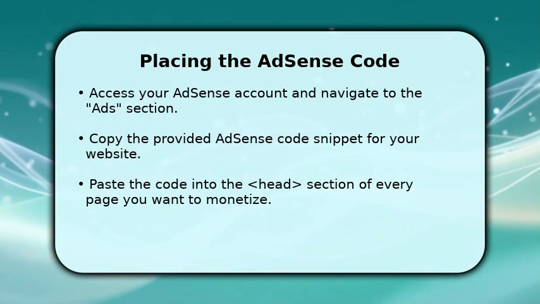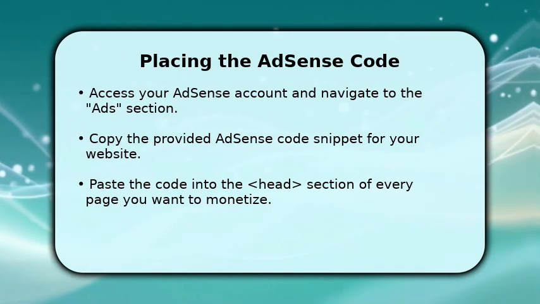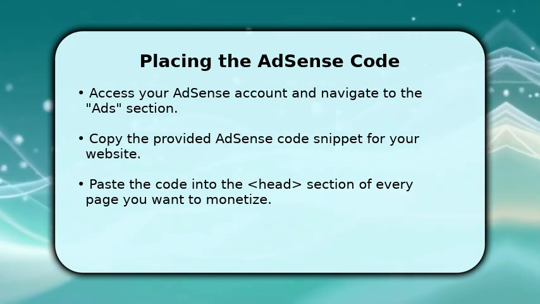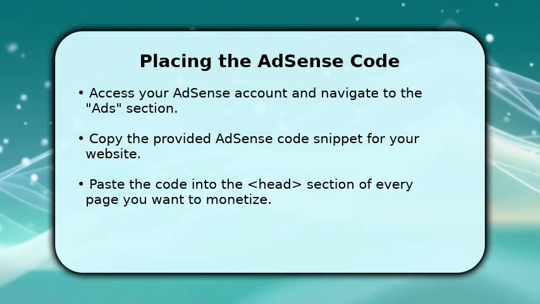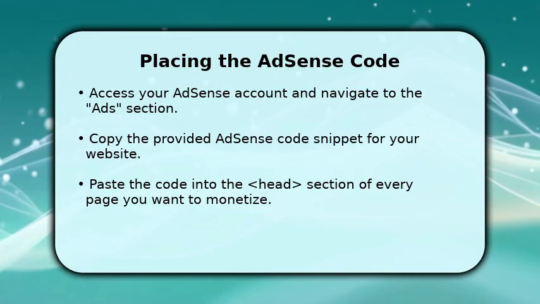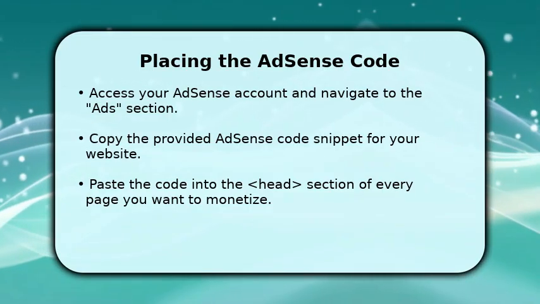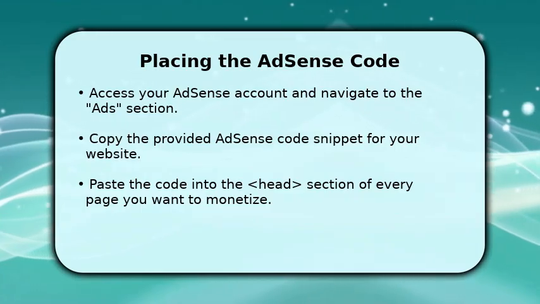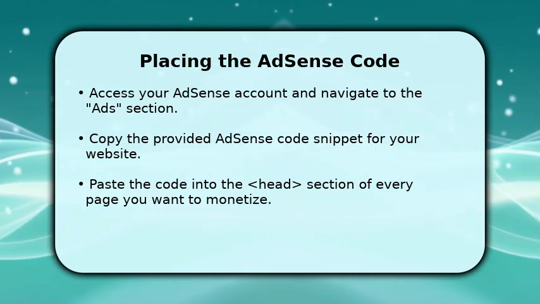Once your application is approved, you'll receive a unique AdSense code. Log into your AdSense account and find this code in the Ads section. It's a small snippet of HTML. You must copy this entire code. Then, paste it directly into the head section of your website's HTML. This ensures AdSense can verify your site and display ads correctly across all pages.